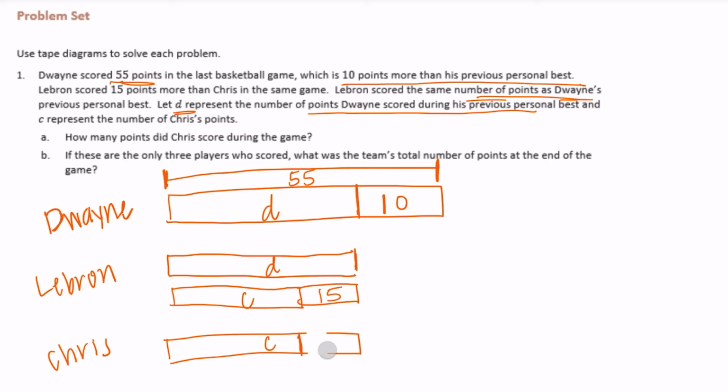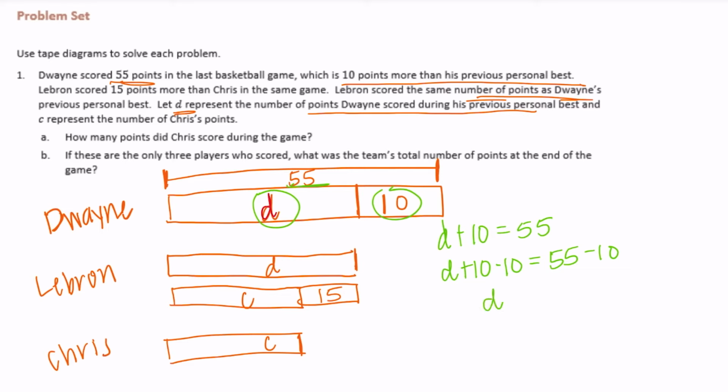I'm going to get rid of this, actually, because that's just Chris. Okay. So now we can start solving. We need to figure out how much Chris scored, but first we need to figure out what Dwayne is here, so what this D is. We have D plus 10 is equal to 55. So the D plus 10 is the whole 55. So we can do D plus 10 minus 10 will be equal to 55 minus 10, where D is equal to 45. So this is 45, so that means that LeBron scored 45 points.